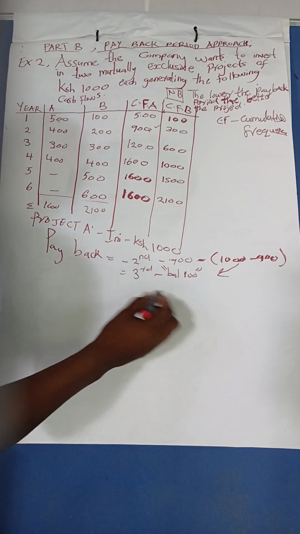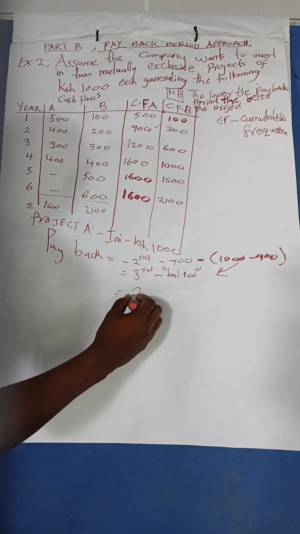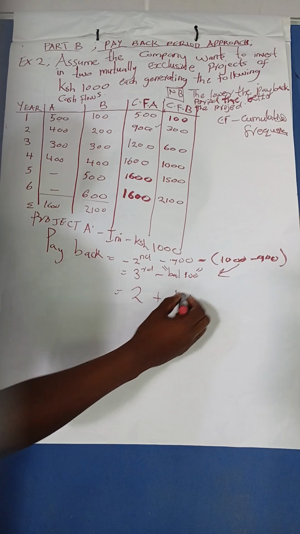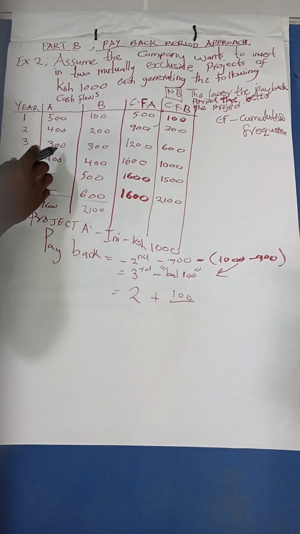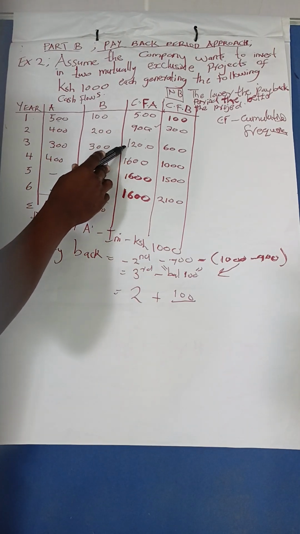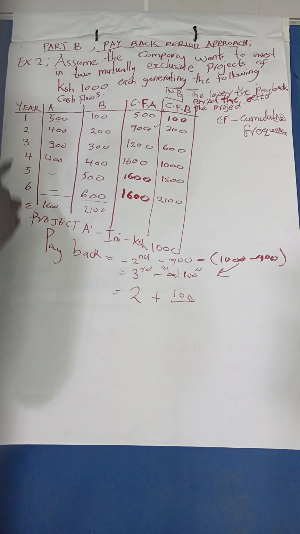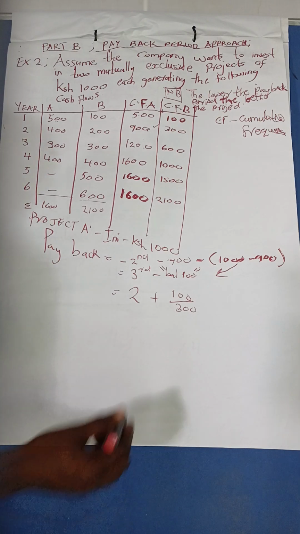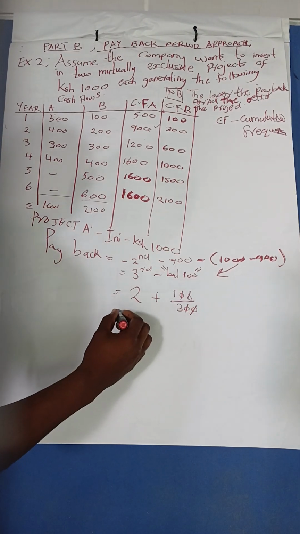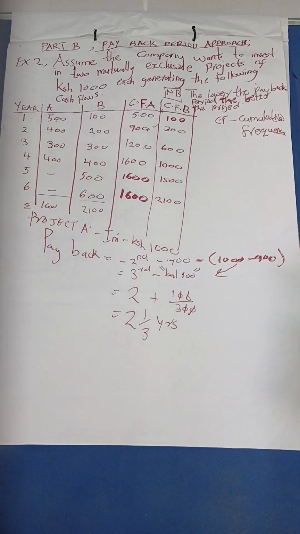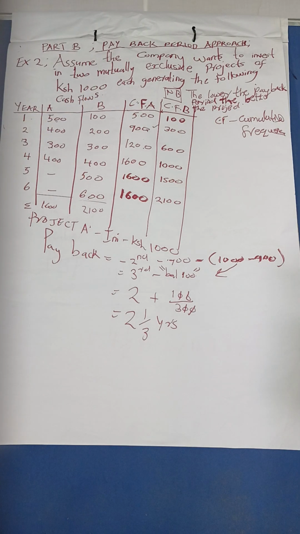Now, how do you get now that one? The years now, it's just easy. So we have the first year, second year. So we have 2 years plus. Now the balance we had 100. You pick 100. Then you divide by the cash flow of where you will recover your 100. Where will you recover 100? Here now. In the third year. And what is the cash flow of the third year? 300. You divide by 300. Good. That way, just easy. Now we'll have 2 and 1/3 years, which is the same as 2 years, 4 months for us to recover the 1,000 in project A.